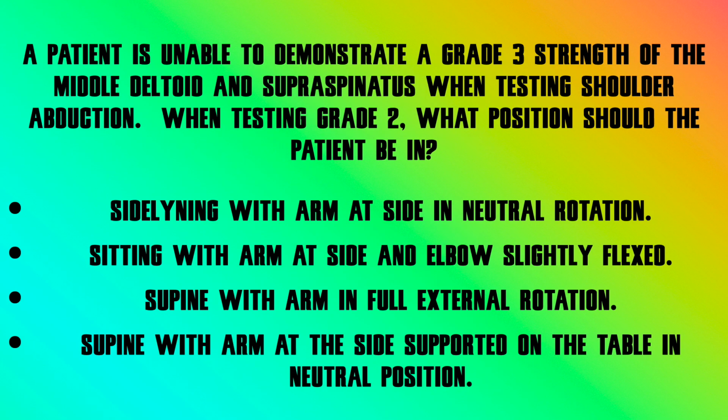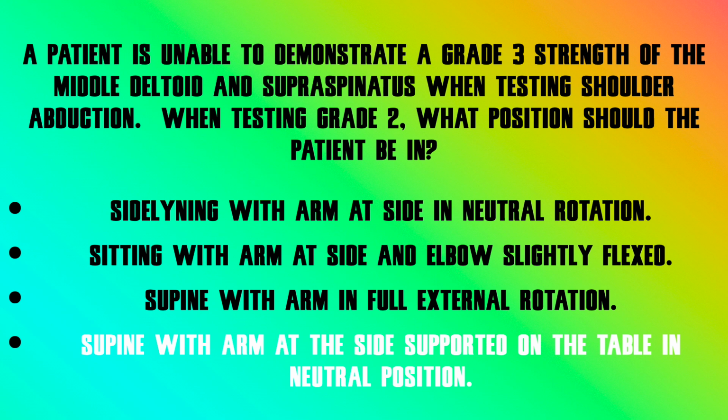A patient is unable to demonstrate a grade 3 strength of the middle deltoid and supraspinatus when testing shoulder abduction. When testing grade 2, what position should the patient be in? The answer is supine with arm at the side supported on the table in neutral rotation.